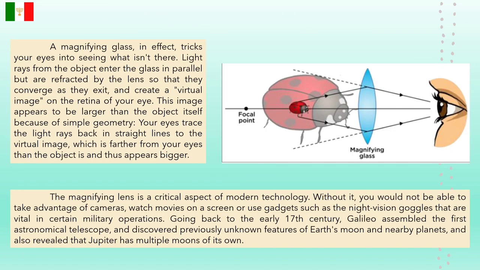A magnifying glass, in effect, tricks your eyes into seeing what isn't there. Light rays from the object enter the glass in parallel but are refracted by the lens so that they converge as they exit and create an image on the retina of your eye. This image appears to be larger than the object itself because of simple geometry. Your eyes trace the light rays back in straight lines to the virtual image, which is farther from your eyes than the object is and thus appears bigger.